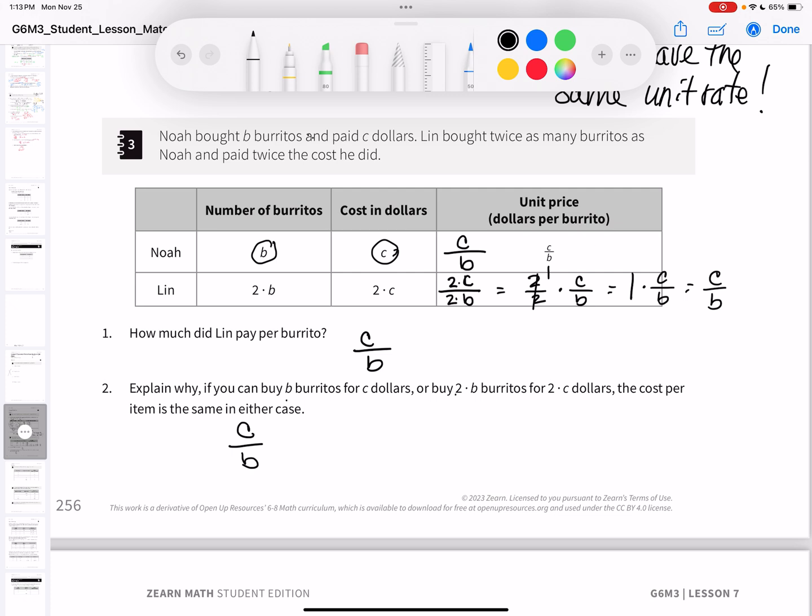If you have 2B items for 2C dollars, then the unit rate is 2C over 2B, 2C divided by 2B, which is what we explained here, right? These are equivalent ratios, so the unit price is the same.